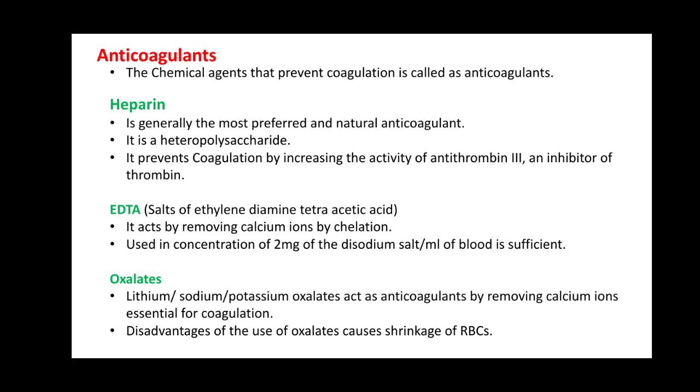As we can see, heparin, EDTA and oxalates are the main anticoagulants used in the lab. First, heparin is the most preferred anticoagulant, which is a heteropolysaccharide. It prevents coagulation by increasing the action of antithrombin III in the blood. The next is EDTA, the salts of ethylenediaminetetraacetic acid. It acts by removing calcium ions by chelation. A concentration of 2 mg of the disodium salt per ml of blood is sufficient. Next are oxalates, that is lithium, sodium or potassium oxalates, which act as anticoagulants by removing calcium ions, which are essential for the coagulation process.